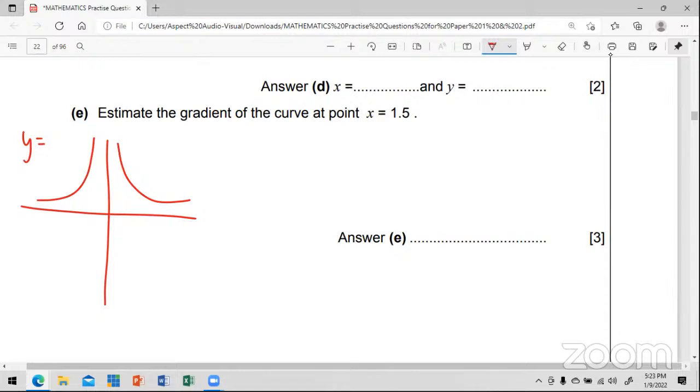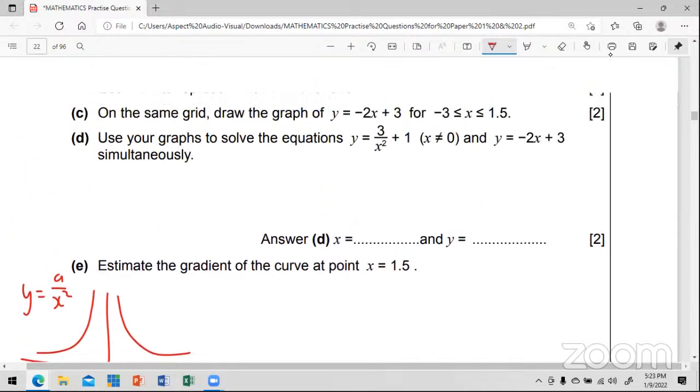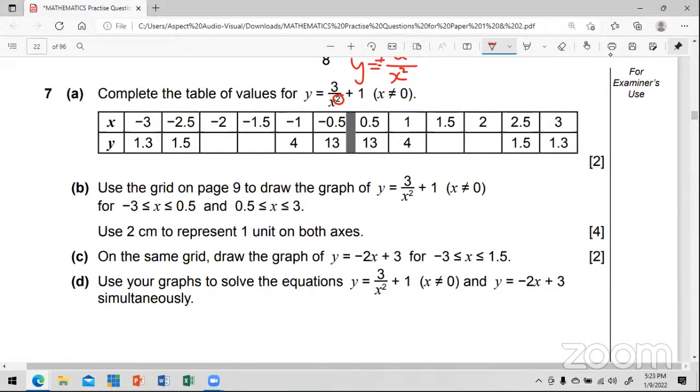If your y equals a x squared, it is positive. If your y equals negative a x squared, it is just going to be where? At the bottom part, like this. Are we following? Of course, you can go and confirm from the table.